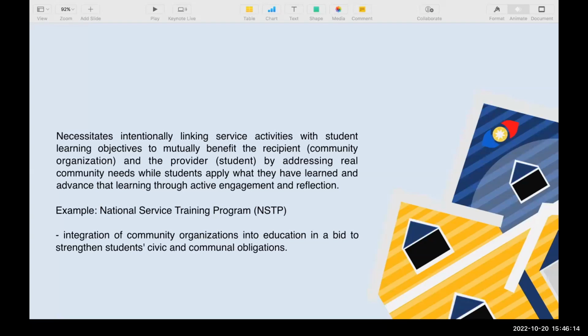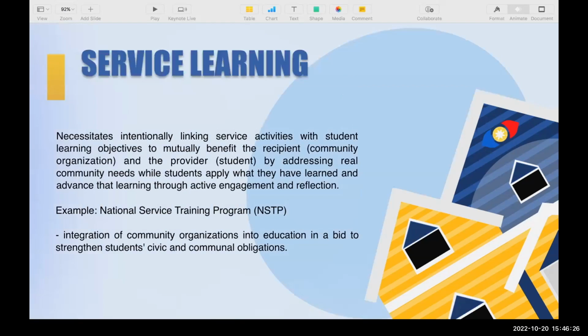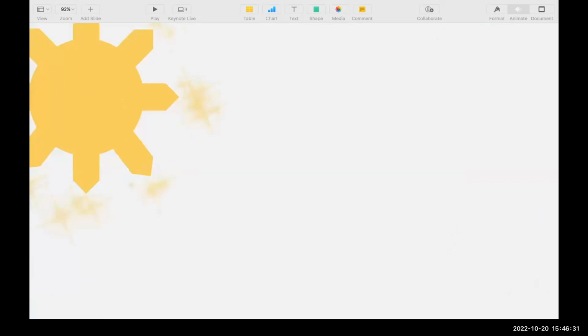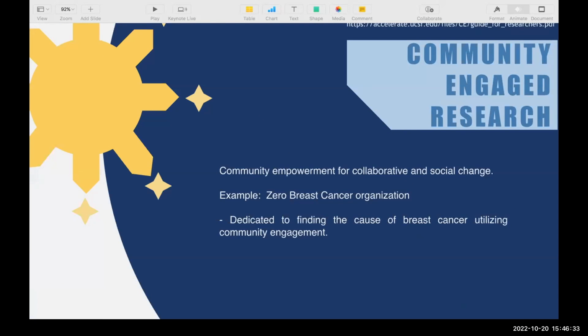But let me explain my side first about community engaged research. Community engaged research is community empowerment for collaborative and social change. So to put it simply, traditional research consists of researchers as the agents of change and the community being the research subject. While in community engaged research, the community is a research collaborator and also an agent of change.